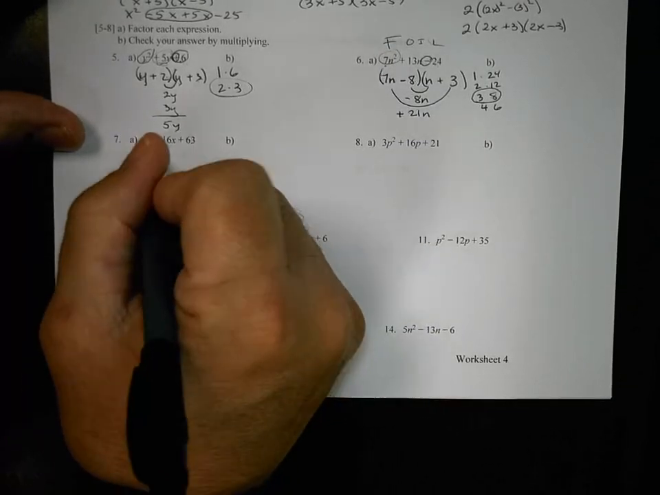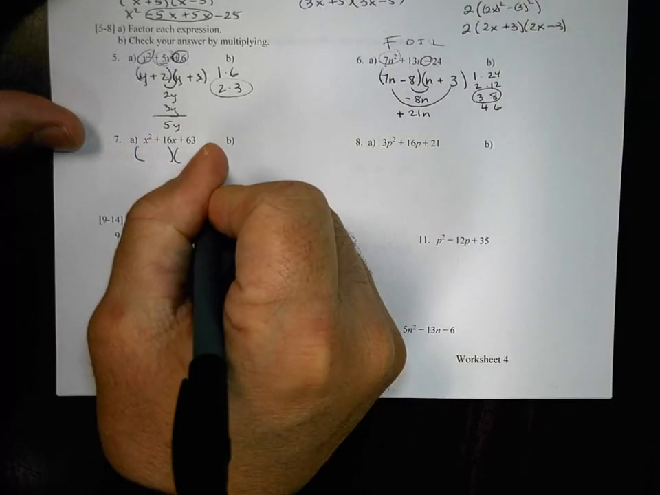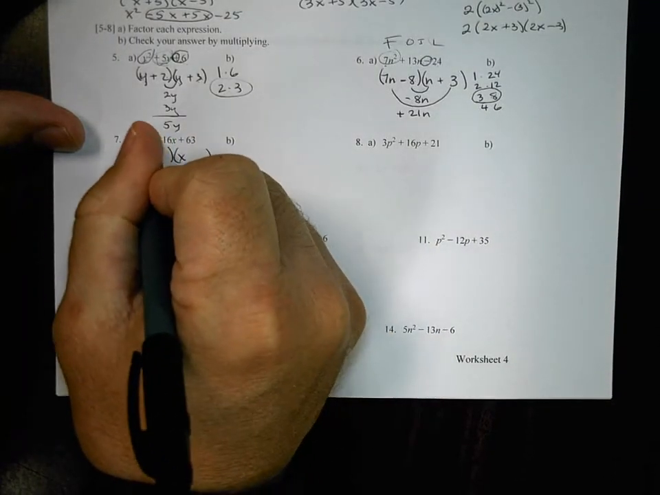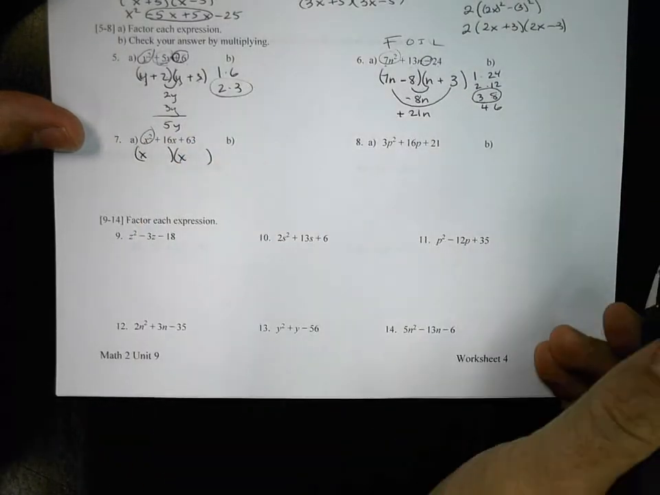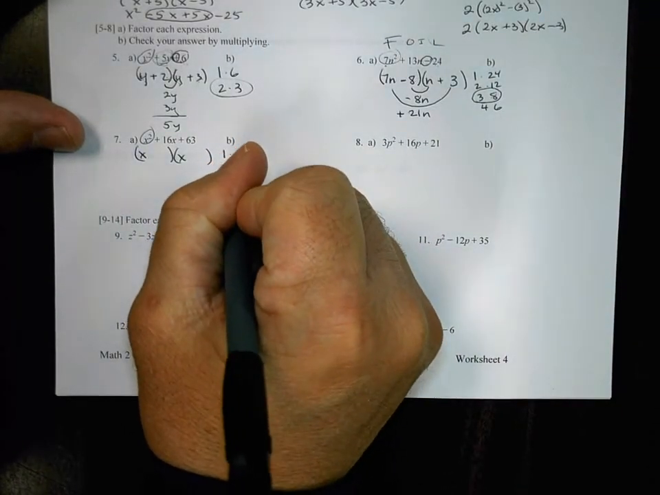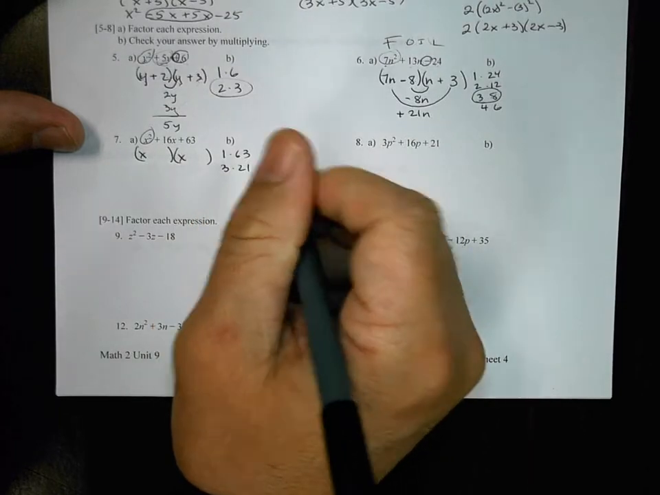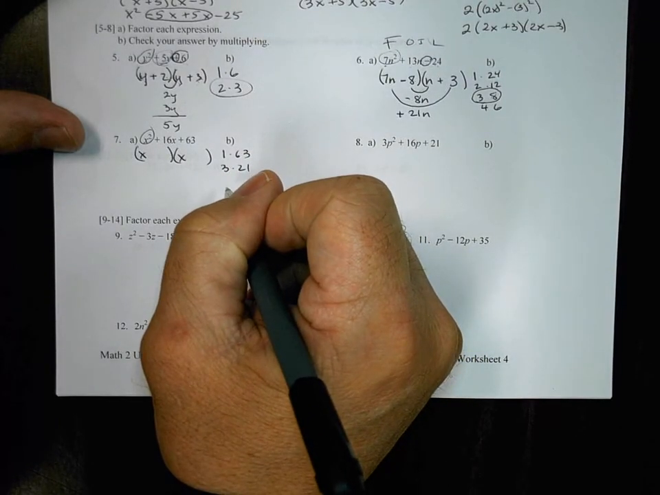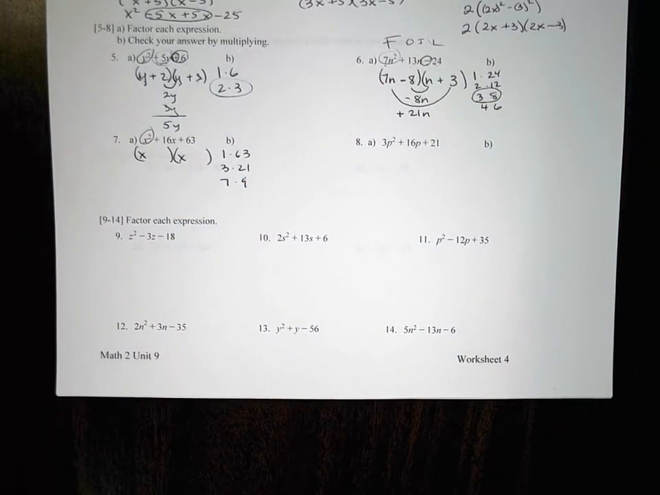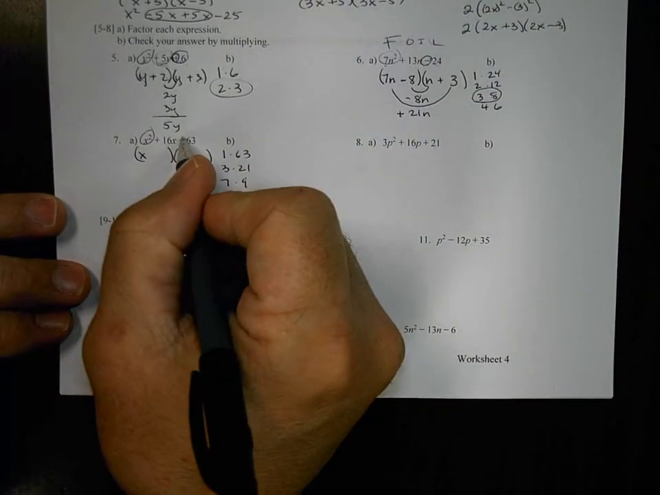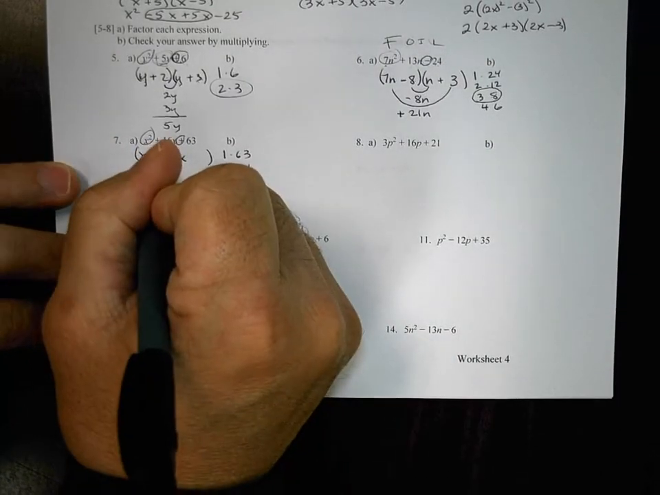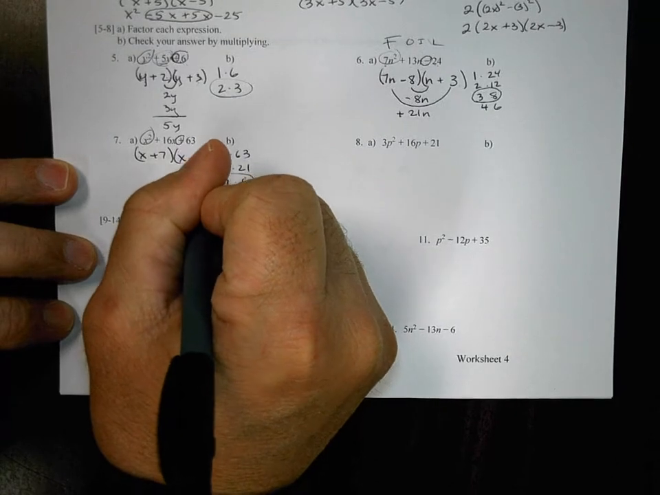Okay, no GCF, so if I'm going to be able to factor this trinomial, it's going to be into two binomials. I know x times x gets x squared. 63, I got a lot of choices here. 1 times 63. How about 3 times 21? 4 doesn't work, 5 doesn't work, 6 doesn't work, 7 times 9 is 63. All right, well, I'm trying to come up with 16. I'm going to add these two numbers to equal 16. So it looks like plus 7 plus 9.